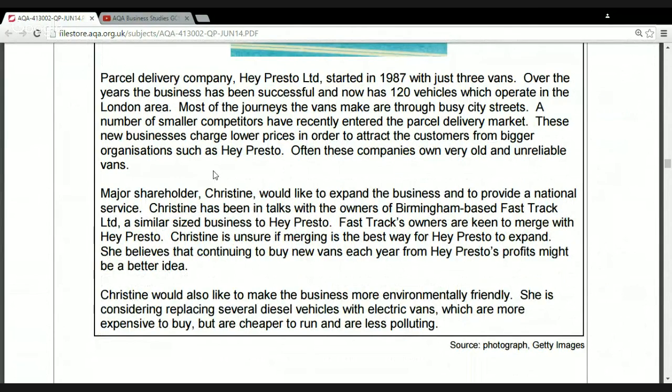Hey Presto Limited started in 1987 with just 3 vans. Over the years, the business has been successful and now has 120 vehicles, which operate in the London area. Most of the journeys the vans make are through busy city streets. A number of smaller competitors have recently entered the parcel delivery market. These new businesses charge lower prices in order to attract customers from bigger organizations such as Hey Presto. Often these companies own very old and unreliable vans.